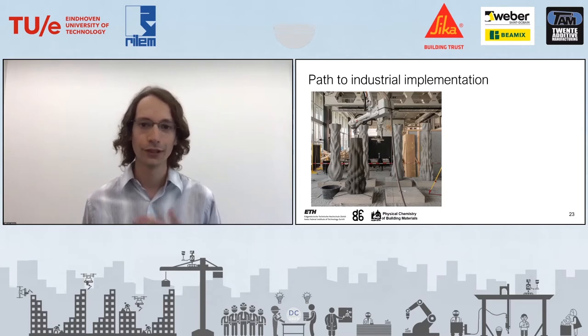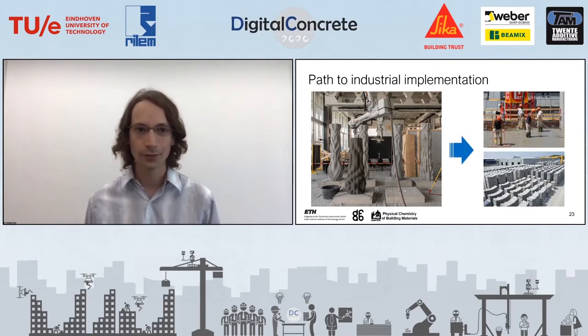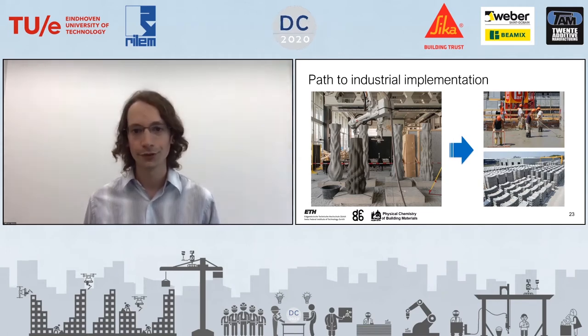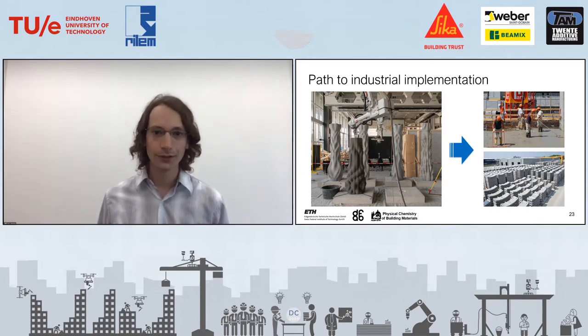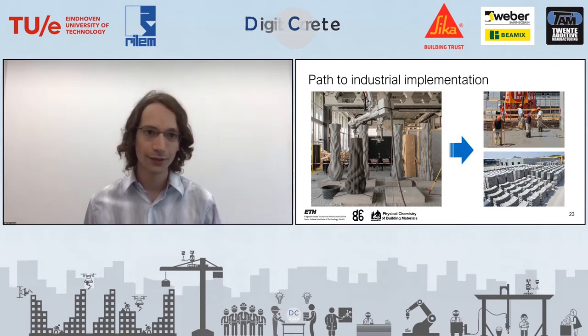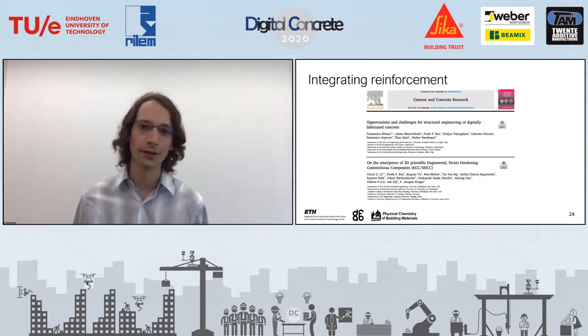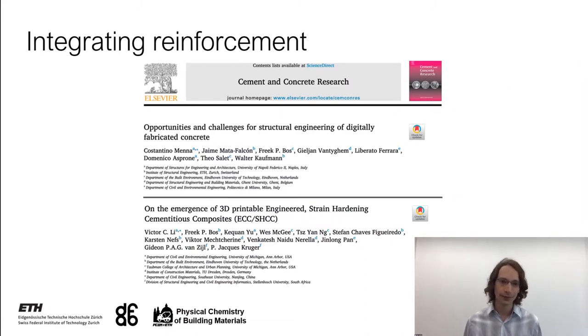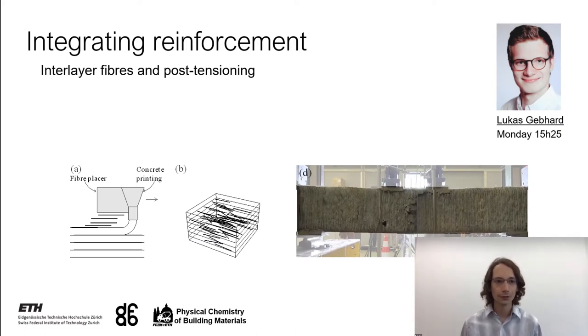So basically, if we want to move this technology from research to industrial implementation, then it has to become a little bit easier to use, and we have to become able to certify the products. What will decide whether this will be possible or not will to a large extent be the possibility to integrate reinforcement, because this determines whether we can build according to building codes. Manner and co-authors are going to give a presentation towards this goal later today. And Lee and co-authors will present on ECCs, which are a possible technological solution to this. From ETH, there is also a presentation by Lukas Gebhardt on using interlayer fibers and post-tensioning on beams.